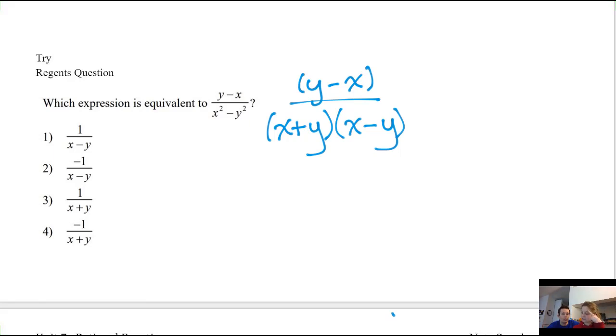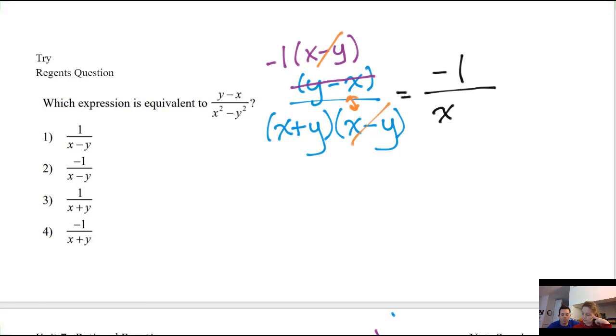But I have one that looks exactly opposite of each other. Oh, yeah, that one. So we could factor out -1 out of the numerator or the denominator, but I always like to do the numerator. It just makes it easier for me. And now we have common factors that we can divide out. We are left with -1 over x plus y, which is choice 4.